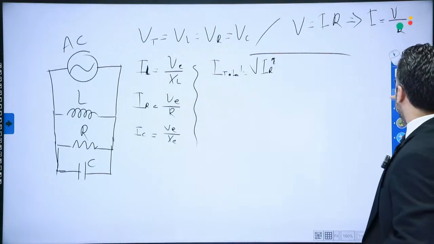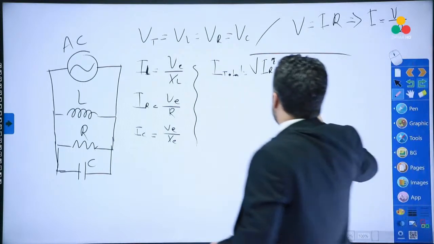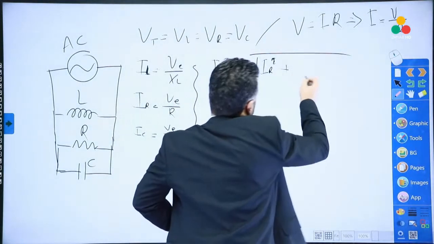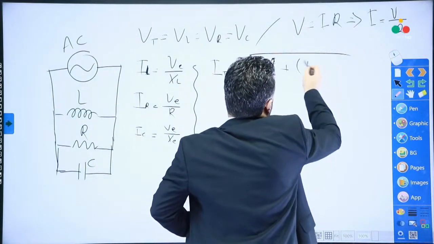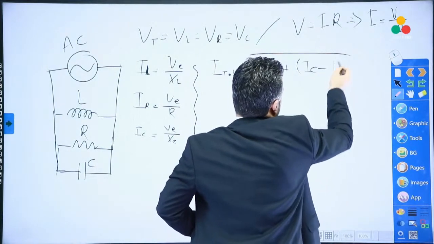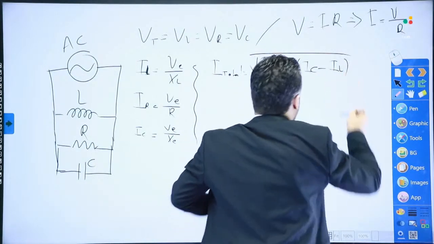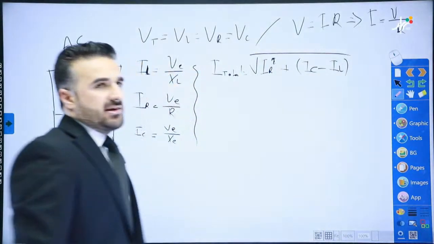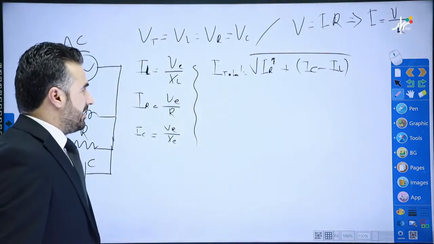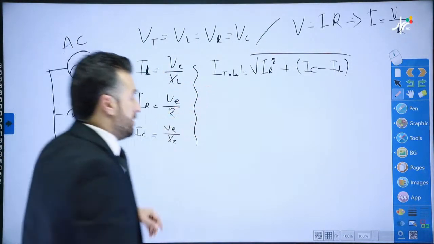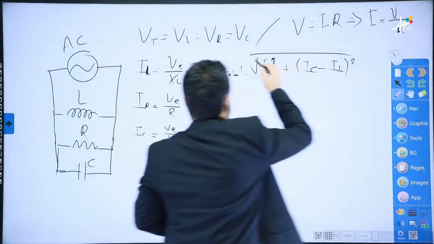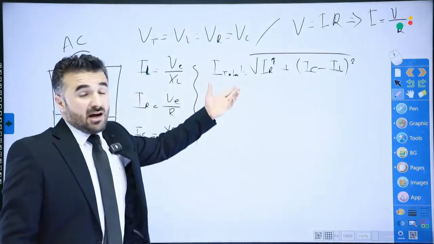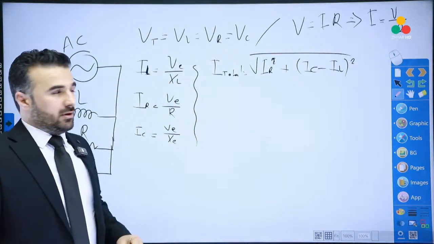If we're going to add all this together, we can say this plus, now of course we will say IC this time minus IL here. And I'll tell you why IC minus IL in a second. But this is basically, don't forget the square. And of course this is going to be in a person. This is how we can find the I total here.